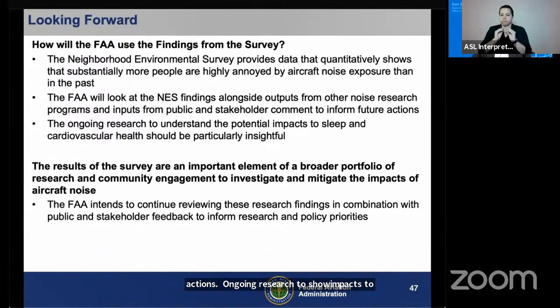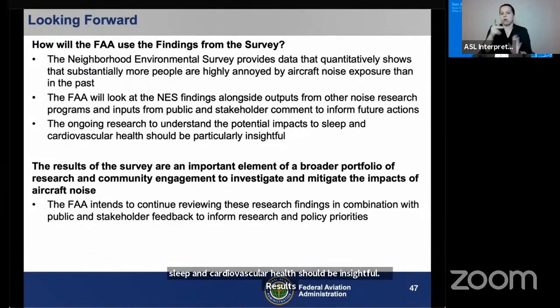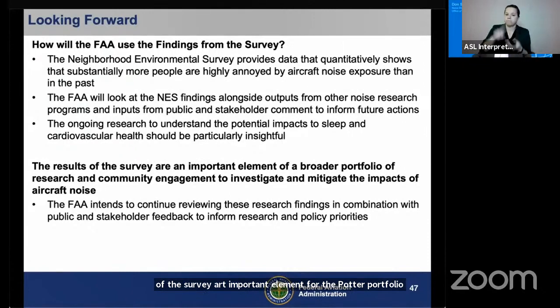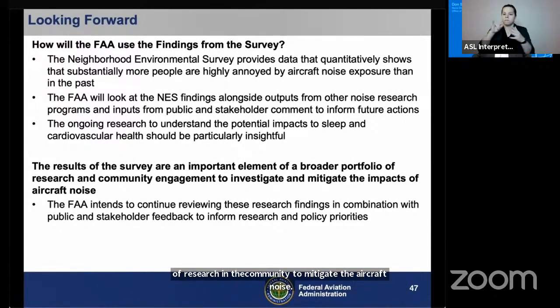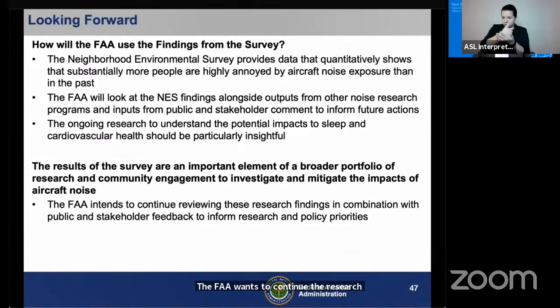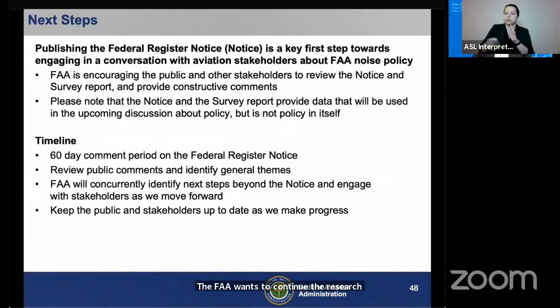The results of the survey are an important element of a broader portfolio of research and community engagement to investigate and mitigate the impacts of aircraft noise. The FAA intends to continue reviewing these first research findings in combination with public and stakeholder feedback to inform research and policy priorities. As far as next steps, publishing the Federal Register notice was a key first step towards engaging in a conversation with aviation stakeholders about FAA noise policy.